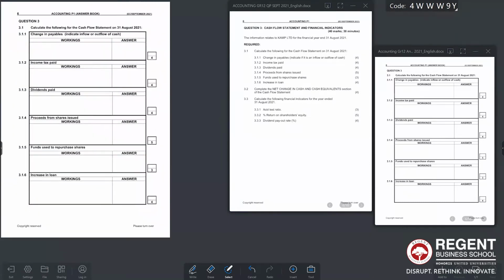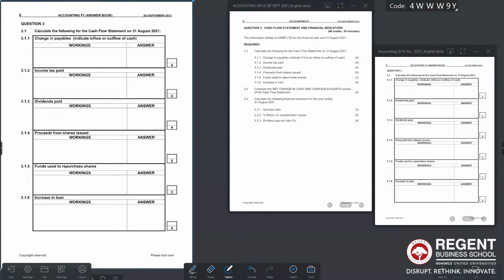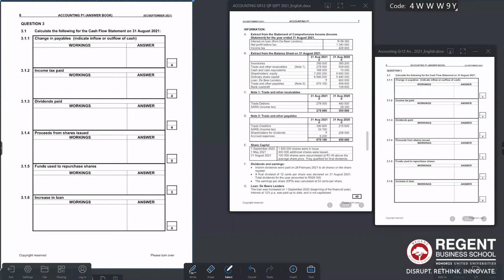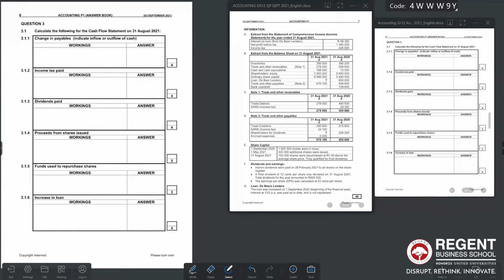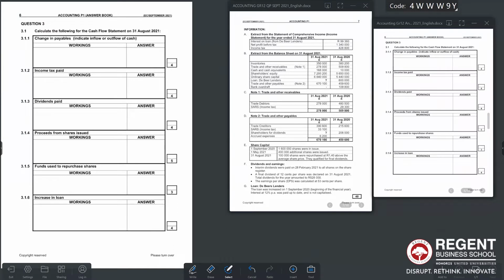There's another page to this. Firstly, you need to understand. Let's now move to the cash flow. If you have any other questions, then you can email them through and I'll answer them for you. Let's move to the cash flow.